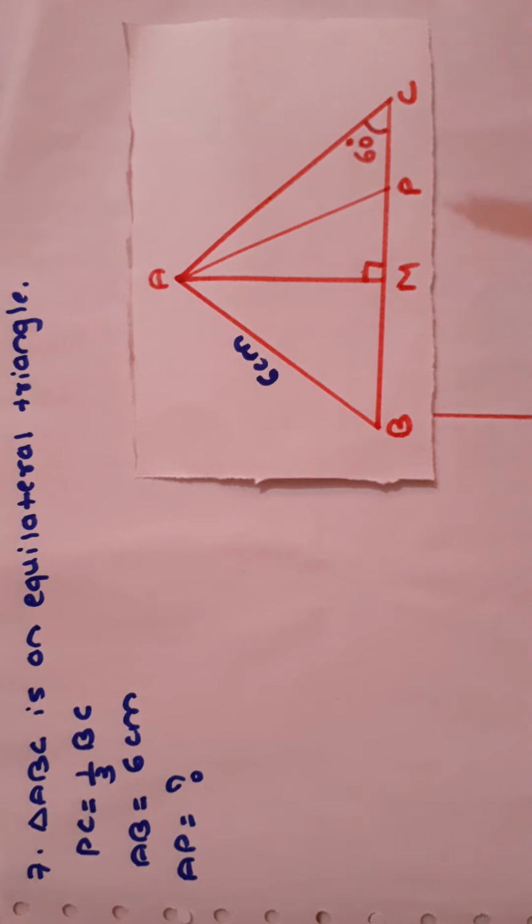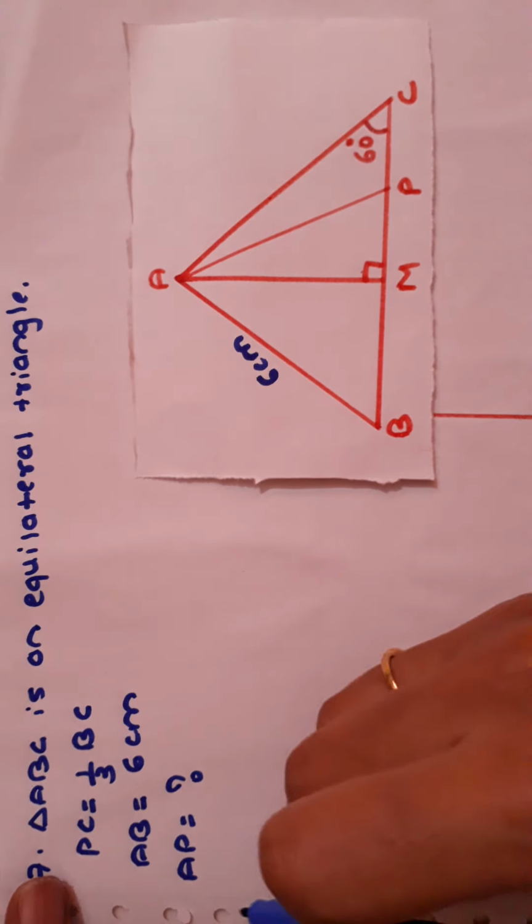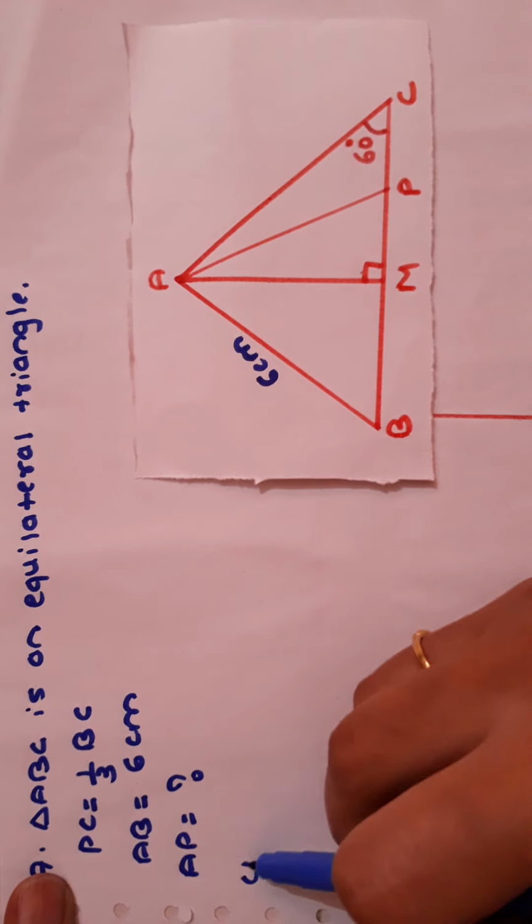Question number 7. Triangle ABC is an equilateral triangle. PC is 1 by 3 times BC. AB is 6 centimeter. To find AP. Now the construction I have already done in the figure.